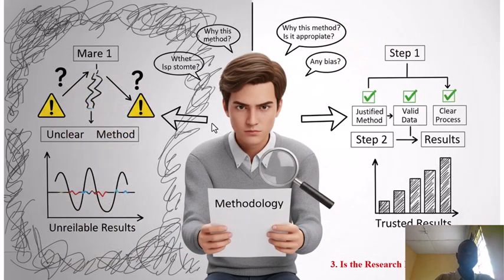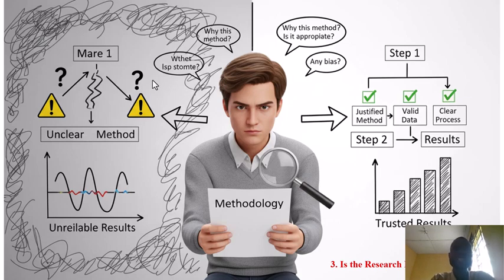Number 3. Is this research done properly? That is the number 3 question you are supposed to ask yourself. Is this research done properly? Looking at the methodology. This is one of the most important parts of your review.